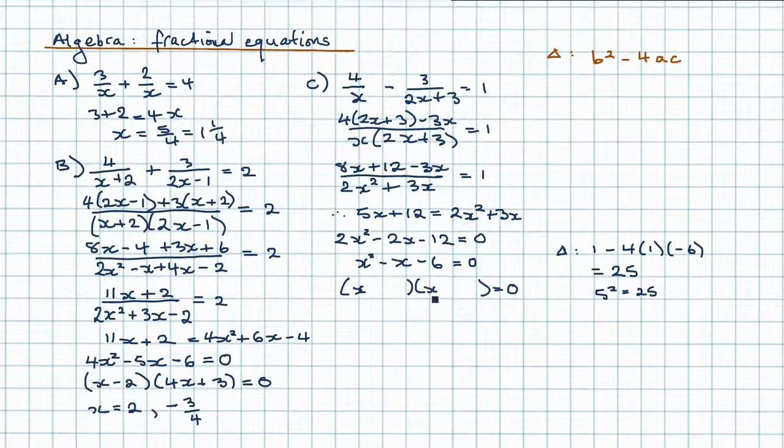I know that my last term is minus 6, so it's going to be the product of 2 and minus 3, or 3 and minus 2, so I can put 3 here and 2 here, for example. It just remains to say, well, where's my minus and my plus going to go? Well, I want negative x, so it's going to be minus 3, and it's going to be positive 2.